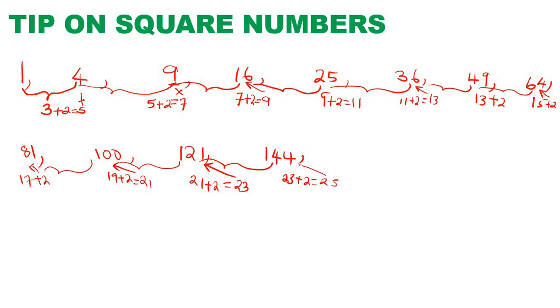Add it to this 144 and you get 169. That is the next square number, and you can continue with that. You can tell what the next is, and just like that. So that is how you tell the next square number, the next square number, and all that. Is that clear? So try it out up to 8,000.